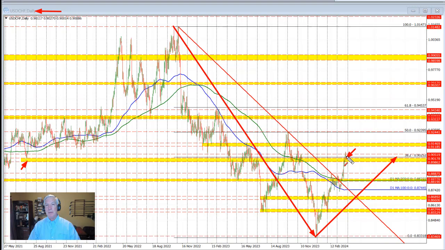So it's a bit of a disappointment that we couldn't stay above the 38.2% retracement. Remember the 0.9025 level in trading this week. Let's take a look at the hourly chart next.